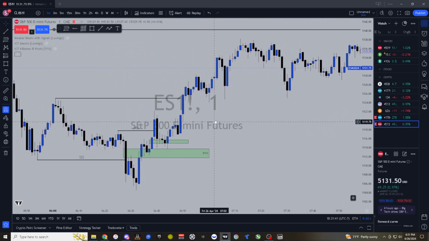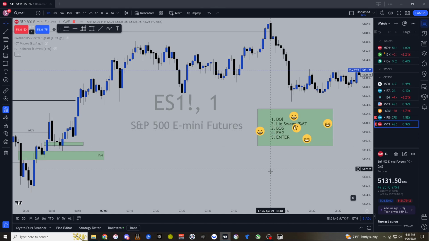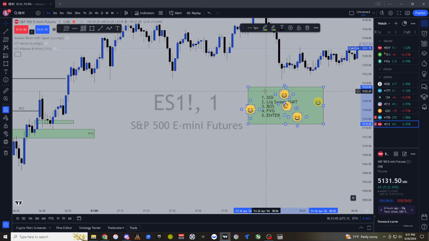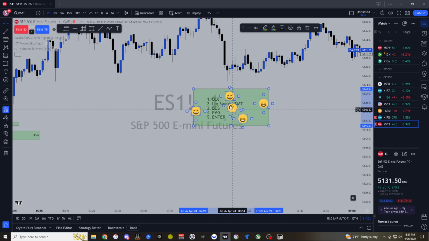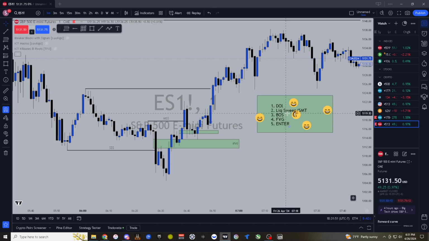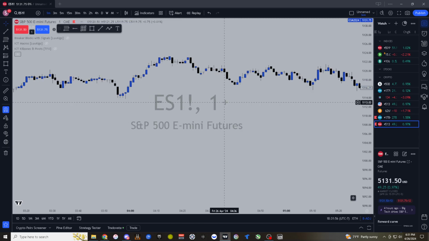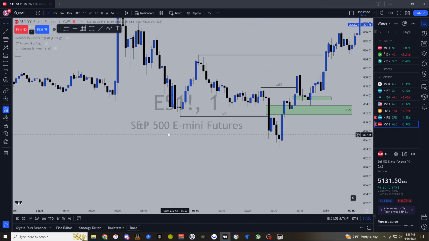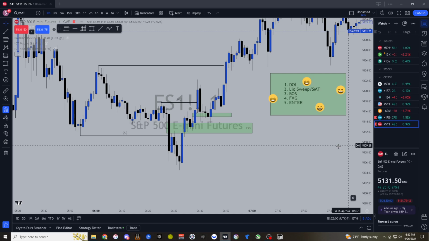Draw on liquidity. I already stated that I expect us to head higher. Now what I'm looking for is SMT or a liquidity sweep. We sweep out external, which is here. Here's our external draw, swept. Internal draw, swept. What do we get? We get a break of structure. Here's our market structure shift, right here.